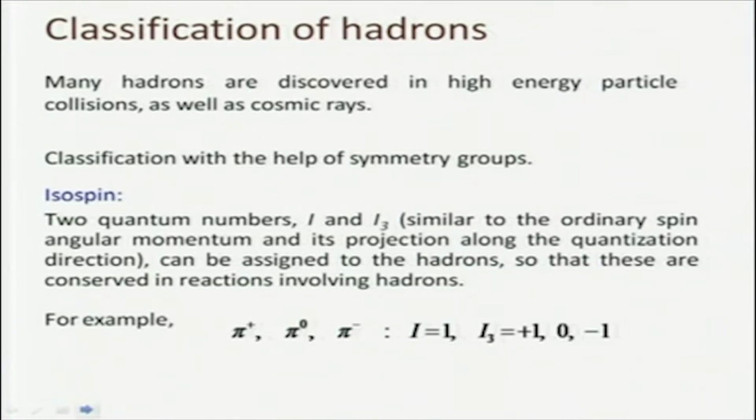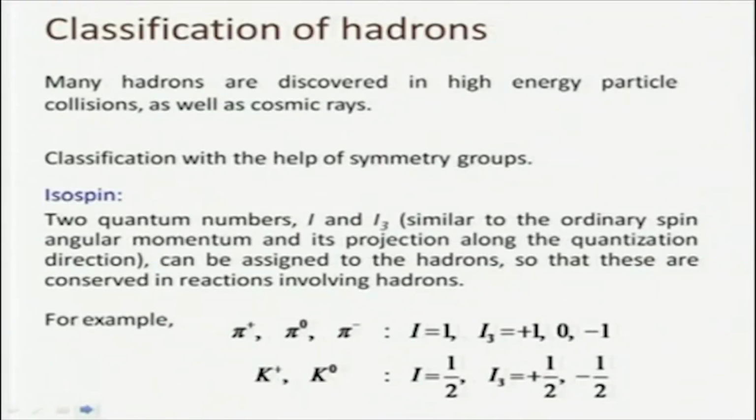Coming to the isospin, as an example, consider a group of 3 particles. You have seen pi plus, pi minus and pi 0, and it is found that they all have similar mass, around 140 MeV per c square. Therefore, people group them under one single isospin group with isospin equal to 1 and I3 equal to plus 1, 0 and minus 1.